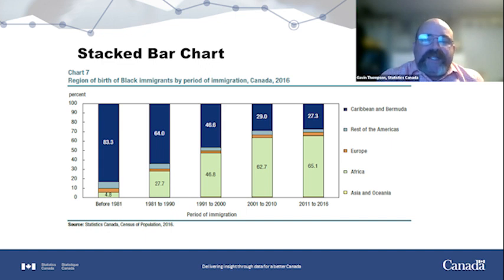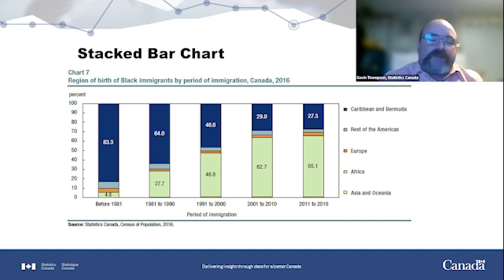So we see at the top, the Caribbean and Bermuda is blue. We see rest of America is sort of that grayish color. Then we see Europe, which is that brown stripe. Then below it is Africa. So Africa, there's been this much more changing dynamic of immigrants coming from Africa. But then Asia and Oceania, you can see it in 1991 to 2000, like you can see in the last 3 columns, there's a little blip at the bottom.